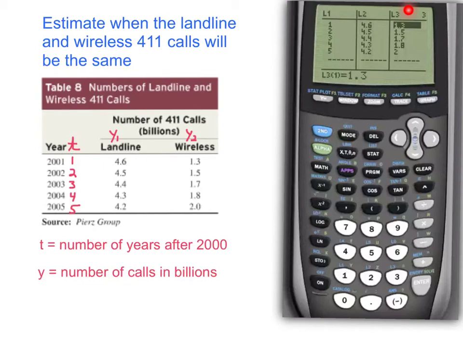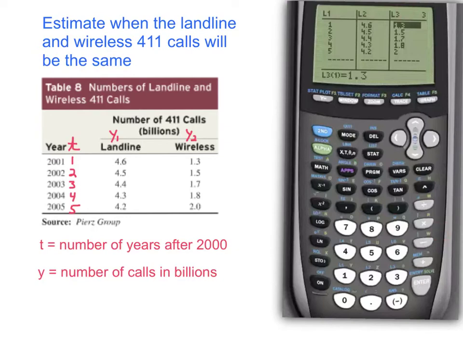Now, I want to really make two scatter plots. I want to plot L1 versus L2, which would show me a scatter plot of the landline information. And I also want to plot L1 versus L3, which will give me the wireless information. So this would need to be set up as two different graphs on a calculator, and I'll show you how that works.